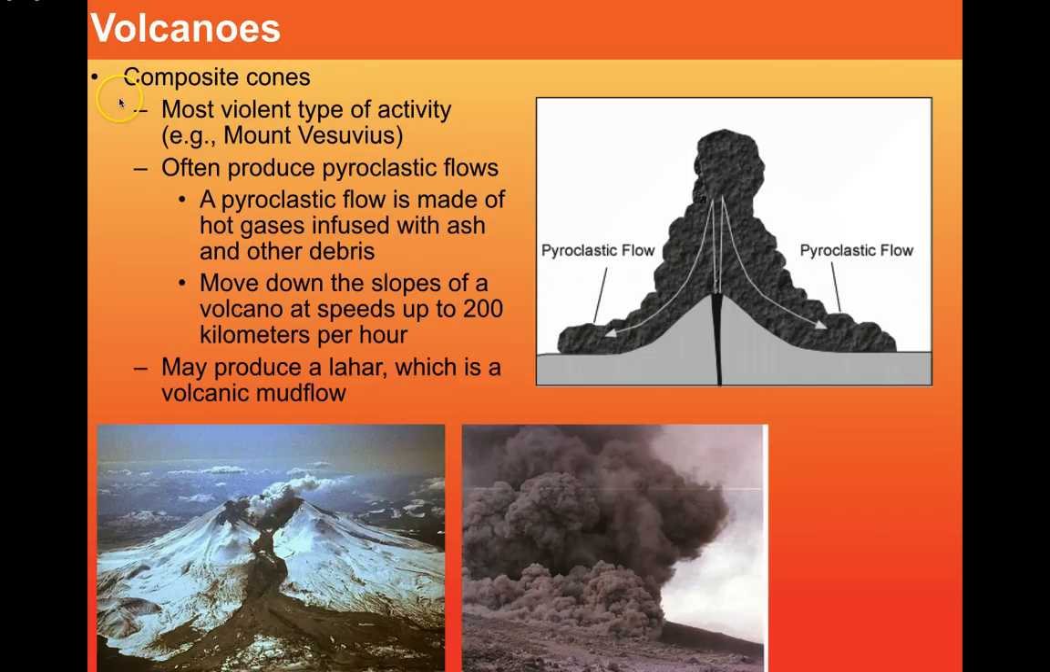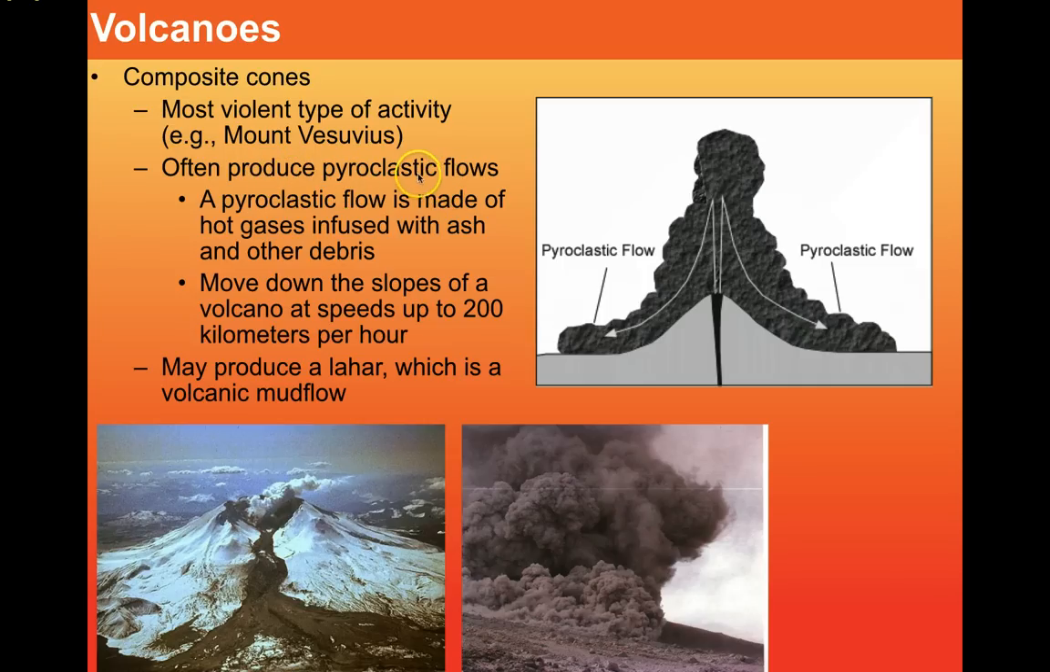So let's talk a moment about composite cones, because these are really important to understand. The most violent type of activity that we routinely see on the planet is the composite cones. There's a lot of them, and they're constantly erupting somewhere on the planet. The most famous example is Mount Vesuvius in Italy, which did a lot of damage during the 1st century AD. They often produce pyroclastic flows.